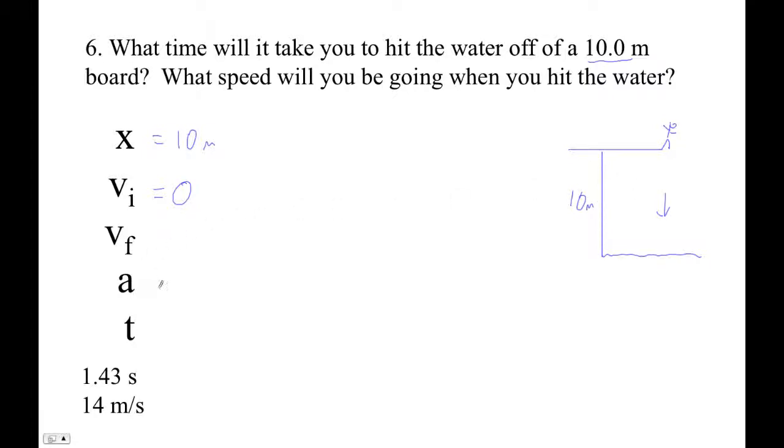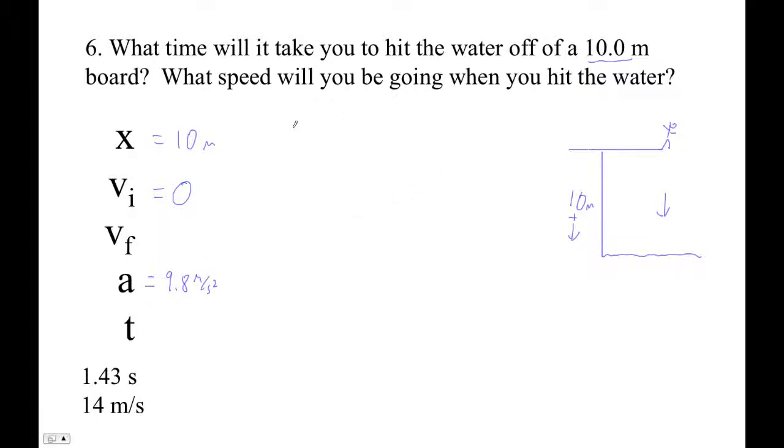And then the acceleration is going to be the acceleration of gravity, so it's going to be 9.8 meters per second squared. And we're going to make the down direction positive. We're not going to do that in general, but let's do it here. Okay, so what time will it take you? To find time, we would use no VF, right?